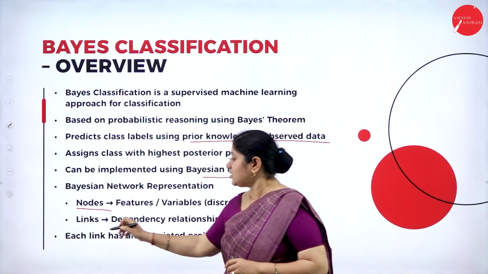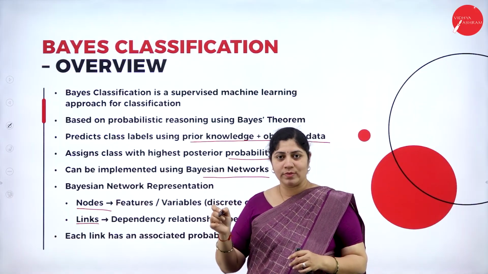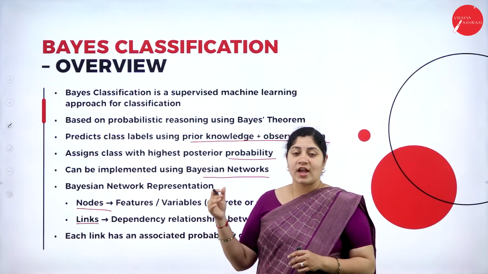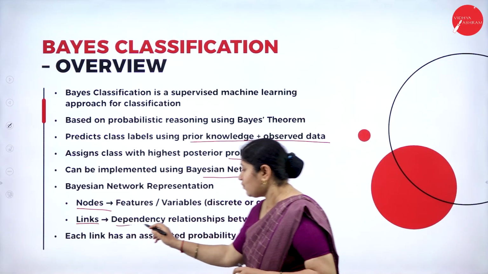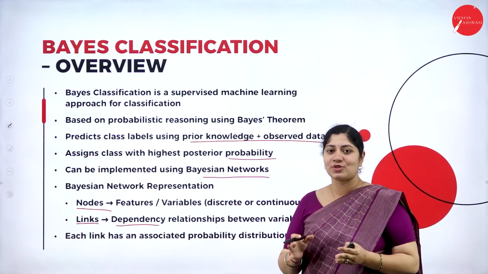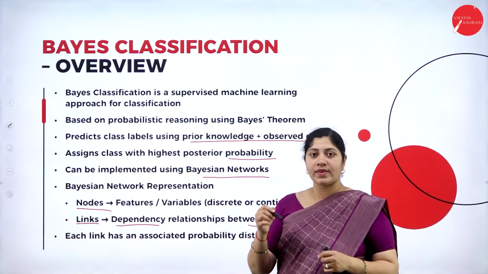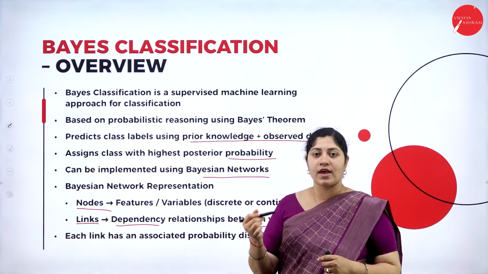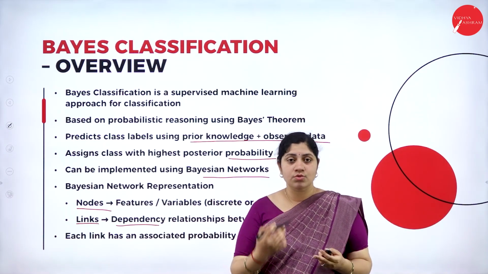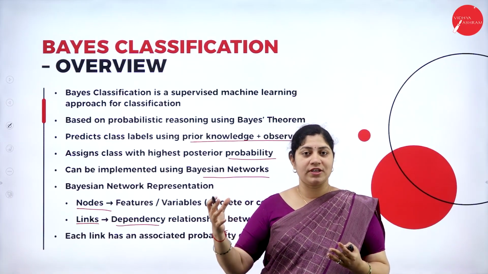The next terminology involved is links. Whenever there is a node, there should be some link, correct? In order to connect the nodes. So that is a link, and it forms a relationship. What kind of relationship? The dependency relationship between the various variables that we have defined. We have to note that each and every link has associated probability distributions. Thus, these are the terminologies utilized whenever we go with the construction of a Bayes classification.